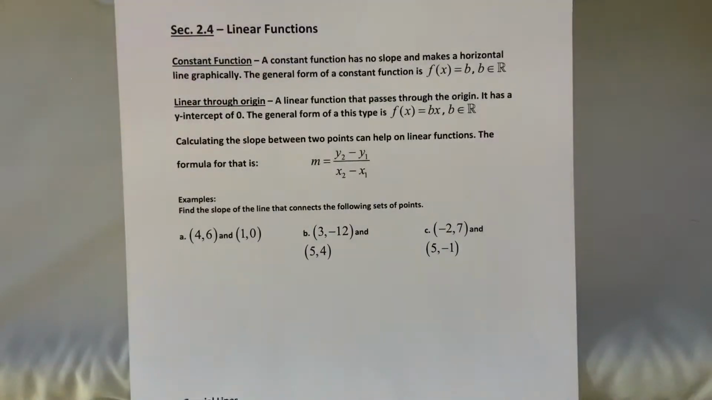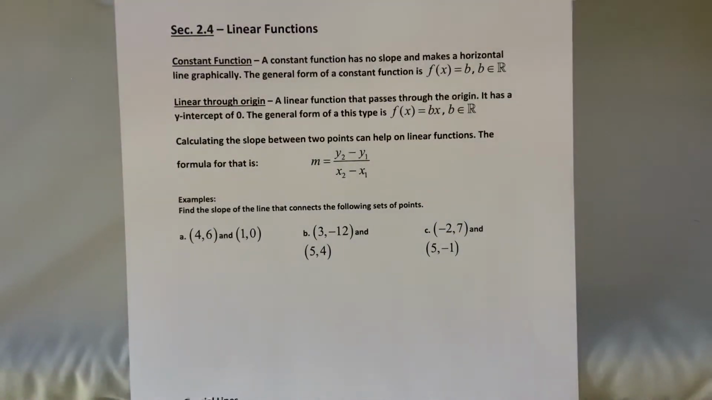A constant function is when you have f of x or y equals a number, which is a real number, and a constant function is horizontal on the graph. A linear function through the origin is f of x equals bx, where b is a real number, and you have your slope, but it always goes through the origin when nothing is added or subtracted afterwards. That means your intercept is 0.